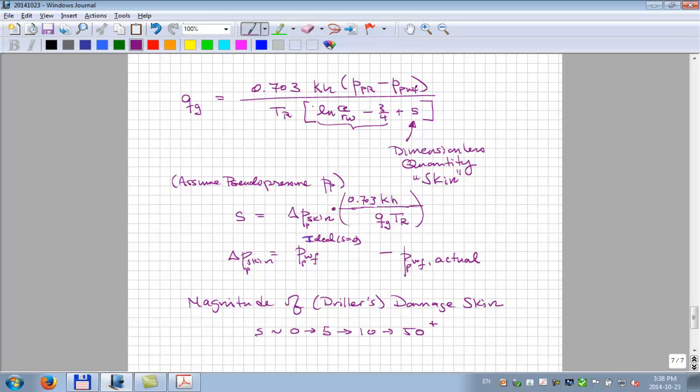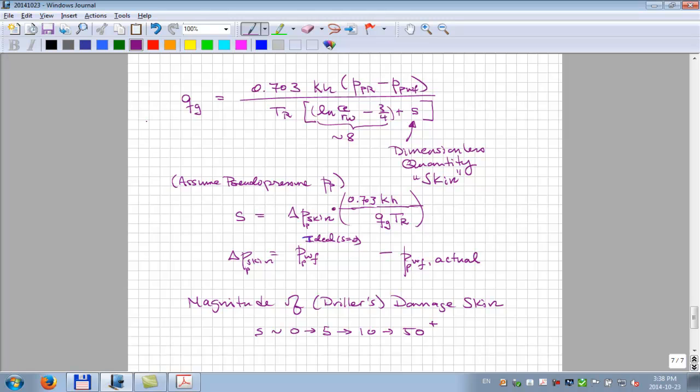Now, because this quantity here, the normal flow without any damage, is on the order of magnitude 8 or 9, or I'll just say 8. Okay. What that says is a damaged skin of a value of 8. A damaged skin of 8, which is not unusual.